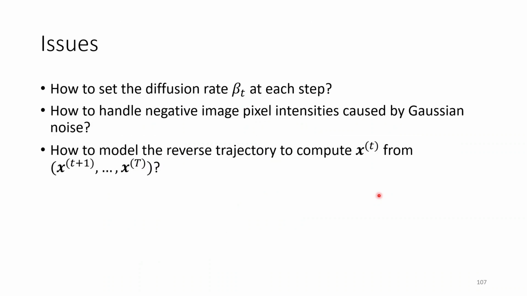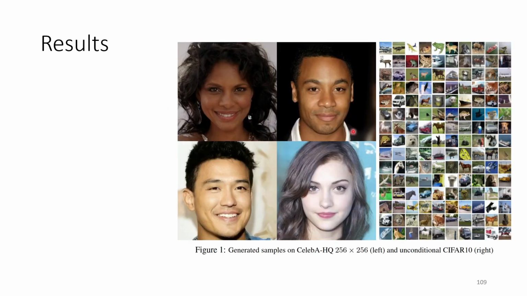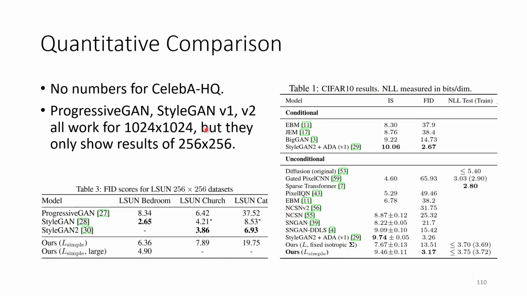Okay, let's see their result. This is the result generated by their method. It's only CelebA-HQ 256 square. But compared to the state of the art, there's no number reported for CelebA-HQ. And for 2 years ago, Progressive GAN, StyleGAN V1 and V2, all of them worked for very large images. But they didn't. They only show results of 256 square.